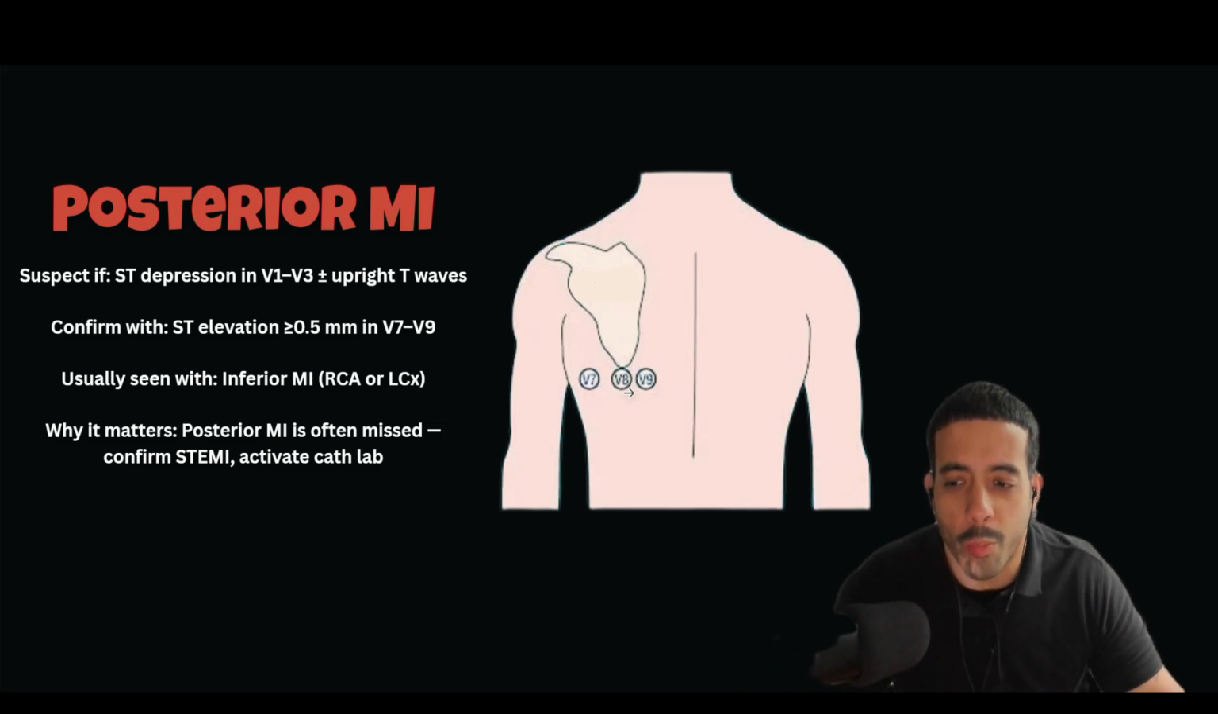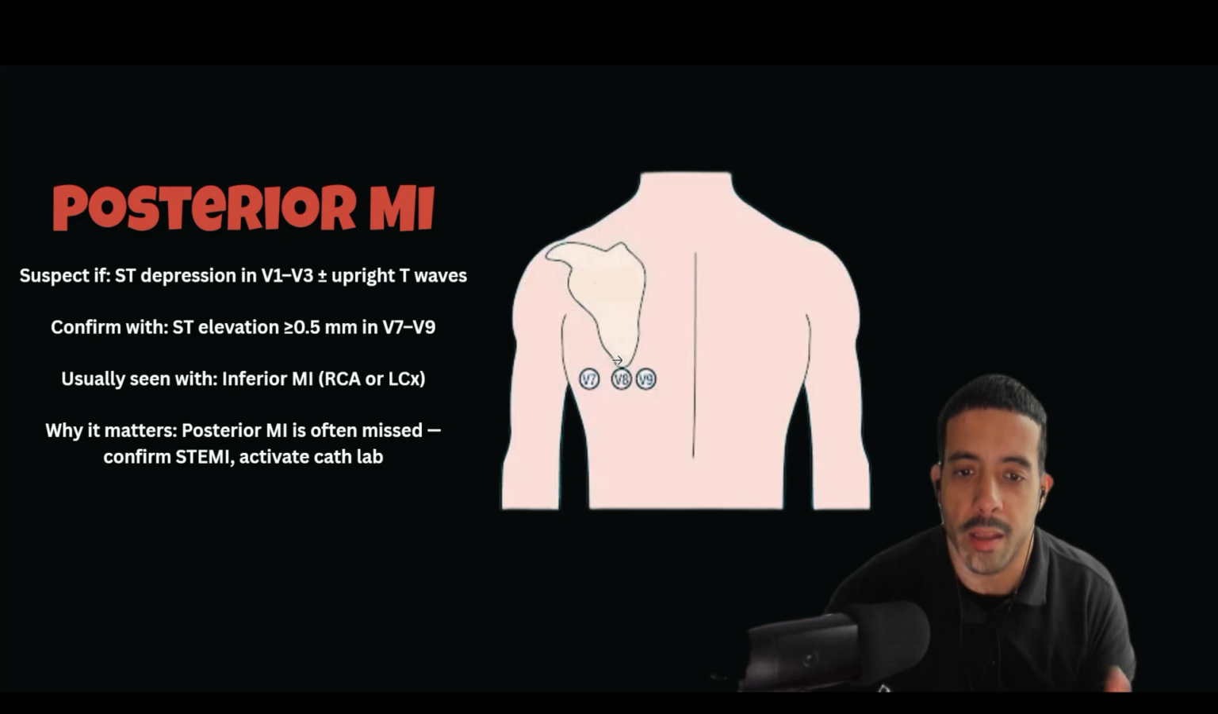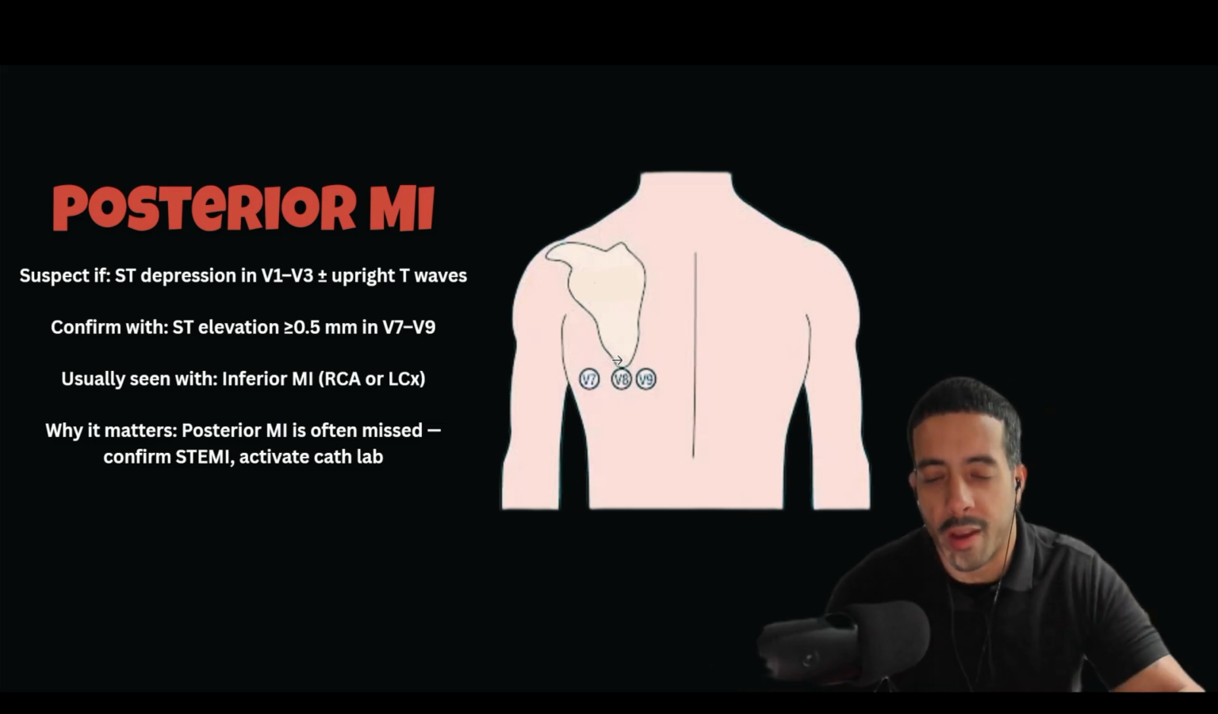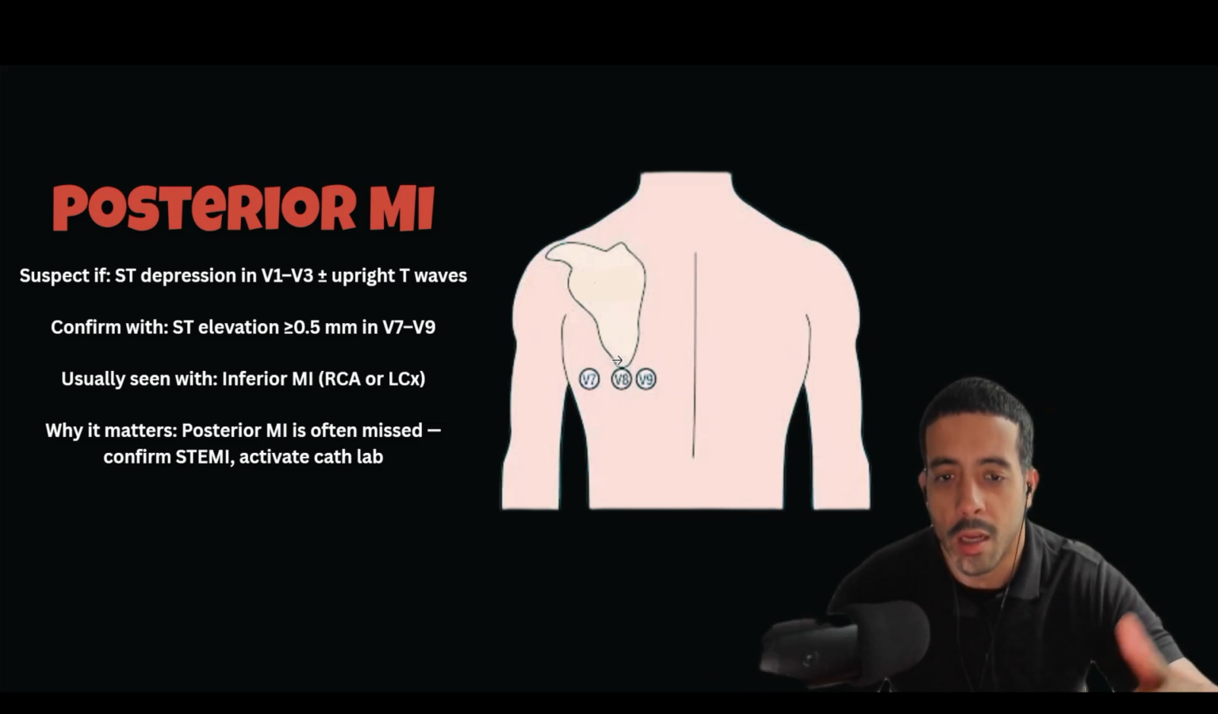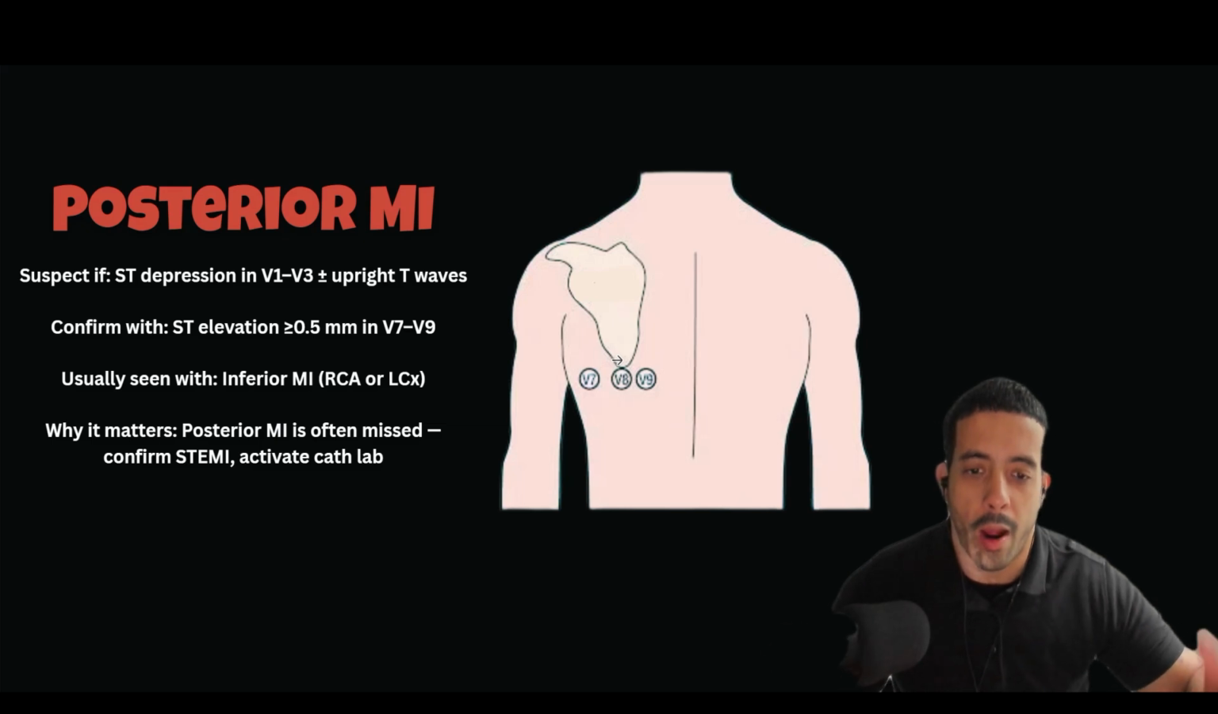And why is this so important? Because the posterior MI is often missed. A lot of paramedics, a lot of EMTs don't go the extra mile to do this. So if you're seeing depressions in V1, V2, V3, real quick, help the patient out, do everything you've got to do, expedite transport, call, but go ahead and do the back leads, because basically, once again, what you're doing is checking to see if the anatomy that is being reflected on the EKG can be confirmed by moving the lead.